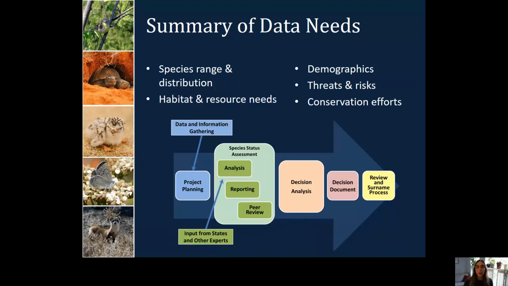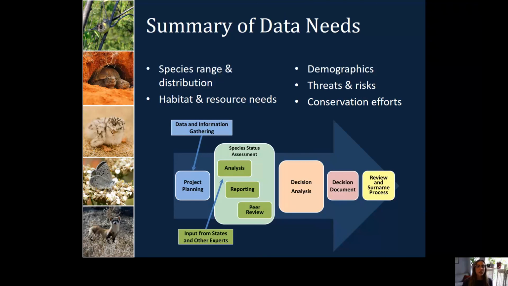So to summarize, the following are common types of information and data we use to complete species status assessments: species range and distribution, habitat and resource needs, population demographics, current and future threats and risks, and how the species might respond to those threats, and conservation efforts. When making listing decisions, we use the best scientific and commercial data available. Ideally, we begin to gather all of this relevant data and information for the species status assessment at least 2 years ahead of a listing decision during this project planning phase shown here in blue on the left of this workflow diagram below.